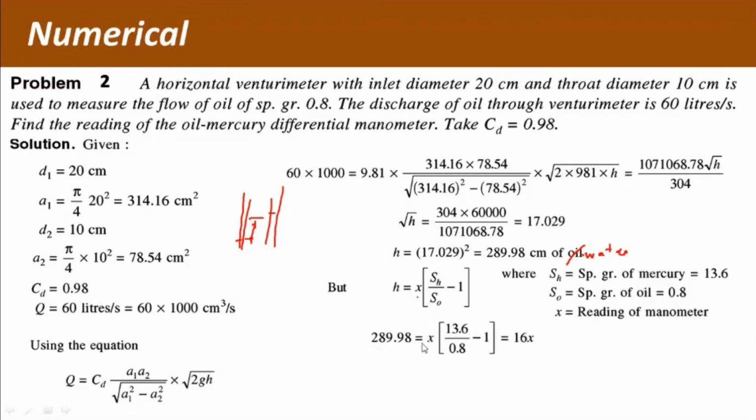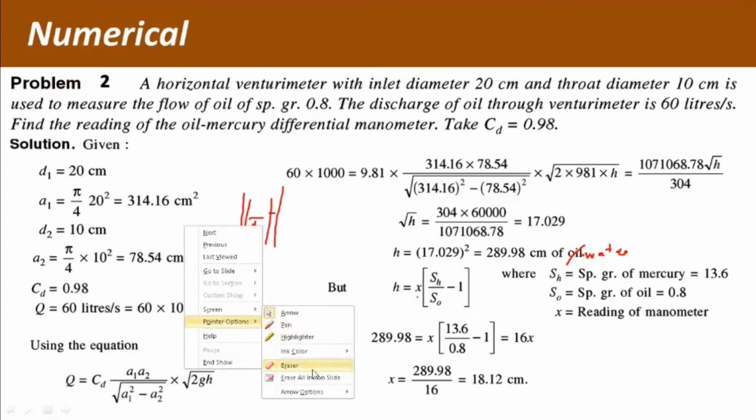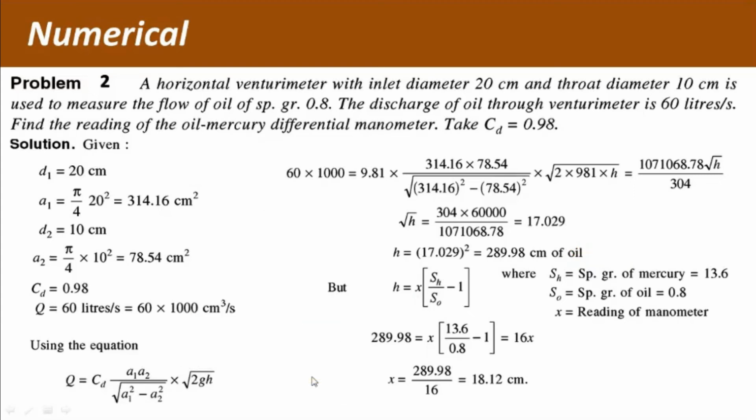Okay, so 89.98 equals to x into 13.6 upon 0.8 minus 1. So solve this. So it will become 16x. So 16 को आपको डिवाइड करना है. So you will get 18.12 centimeter. ओके, इट वाज अ सिंपल प्रॉब्लम. जब यहाँ पे आपको फॉर्मूला पता होना चाहिए और सारे वैल्यूज पुट करना है. ओके, सो प्रॉब्लम ऑन वेंचुरी मीटर, ओरिफिस मीटर, दे आर वेरी सिंपल टू सॉल्व.